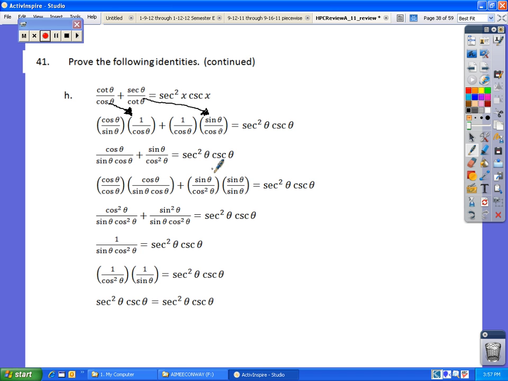Over here, I just need to multiply by a sine, so I have to multiply top and bottom by sine, and I'm left with cosine squared plus sine squared, which is 1, over my common denominator of sine cosine squared.